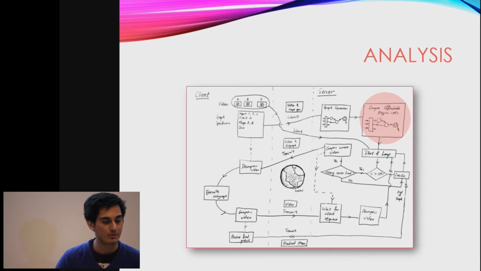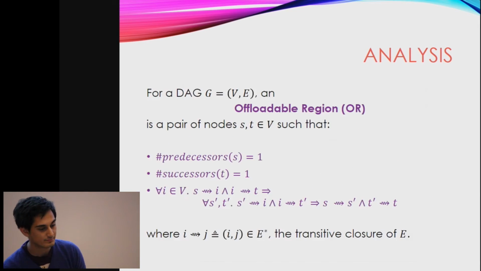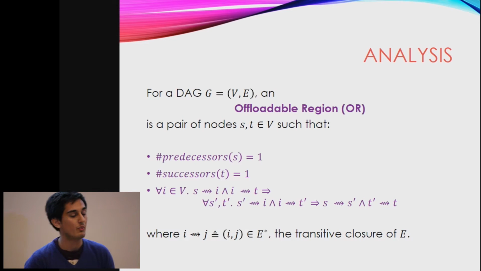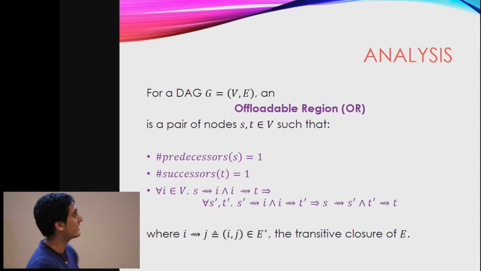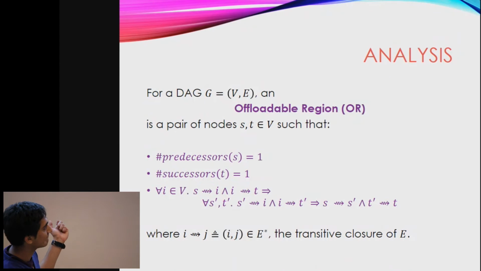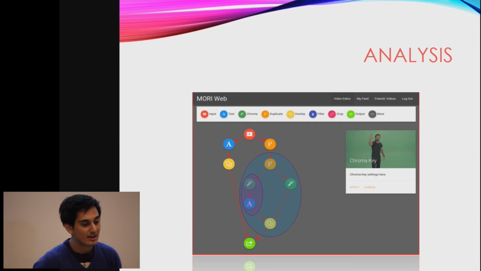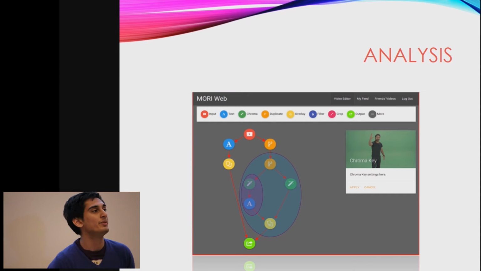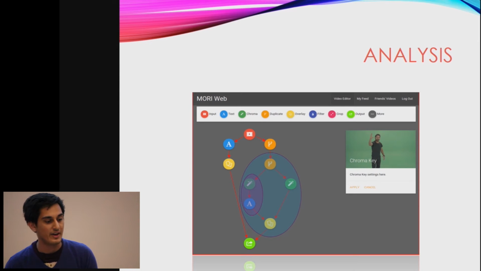Now we get to the heart of the problem, analysis. To tackle this, we define what we refer to as offloadable regions, or simply ORs. Mathematically, an OR is a pair of nodes satisfying these three constraints. Conceptually, it represents a unit of computation that we can offload without straining the network.